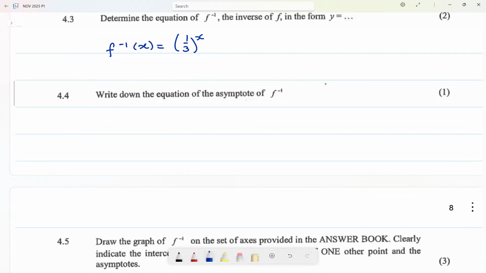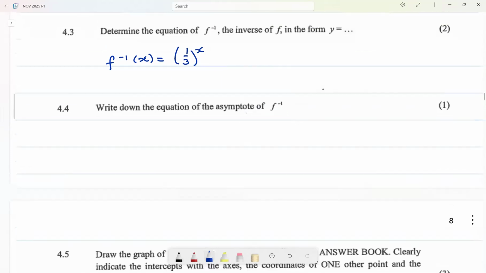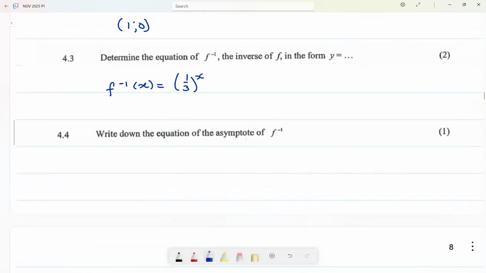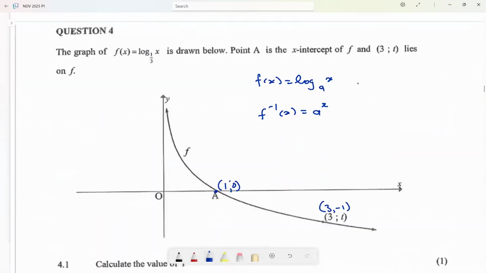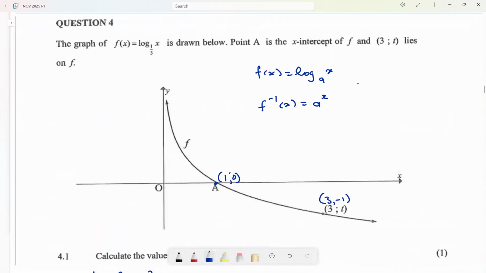Okay, write down the equation of the asymptote of the inverse. Now, the inverse is an exponential function, and the value of b is between 0 and 1, so it is a decreasing function. The asymptote is y greater than 0. Let me just prove it. The graph is going to be like this, such that we have (0, 1) here.